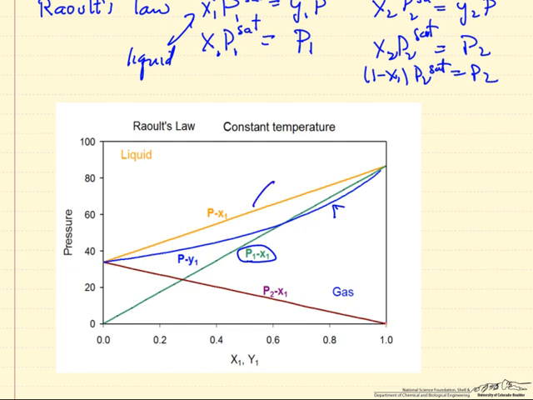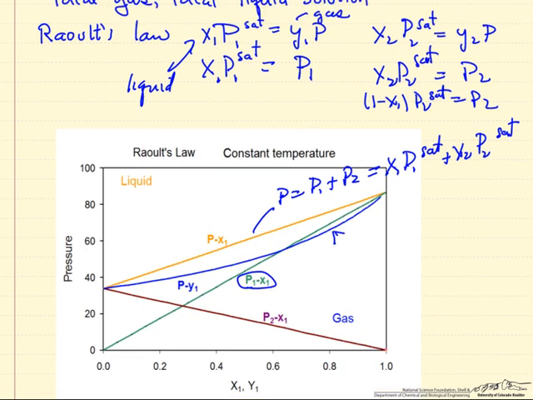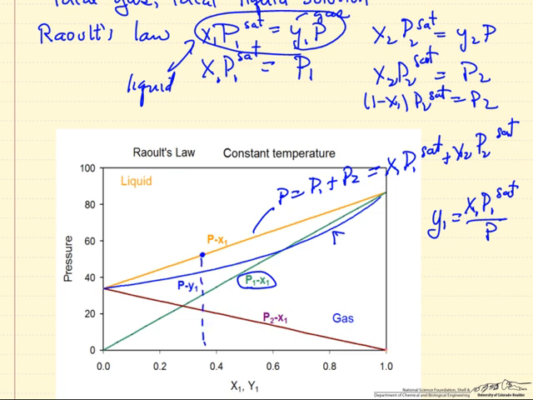The total pressure then is the pressure of 1 plus the pressure of 2. It's the sum of these two straight lines, x1 P1 sat plus x2 P2 sat. Once we have this pressure versus x line, the mole fraction of component 1 in the vapor phase in equilibrium is x1 P1 sat divided by the total pressure.